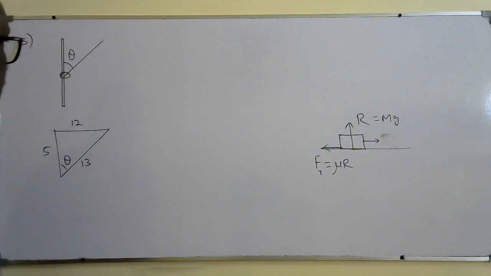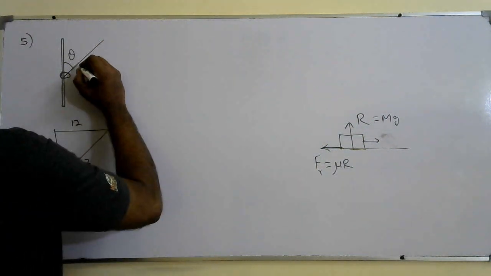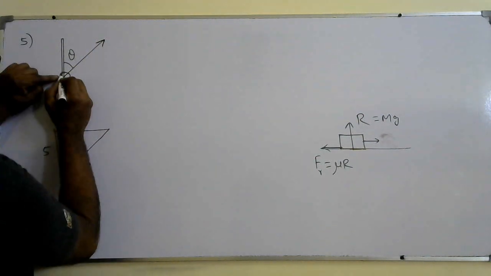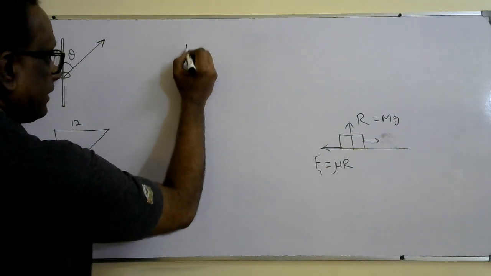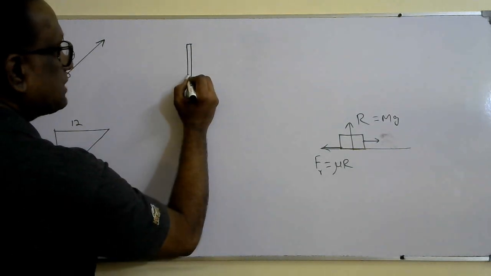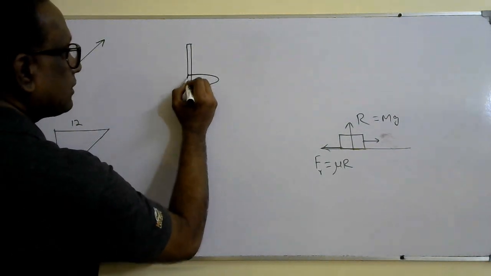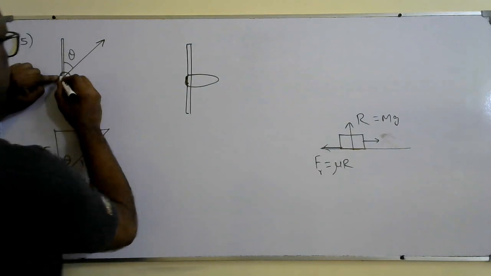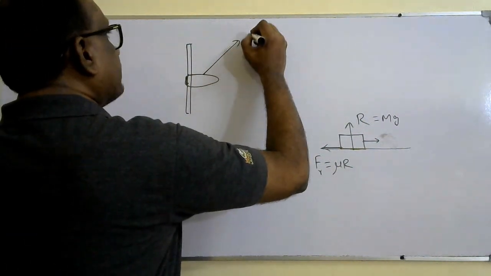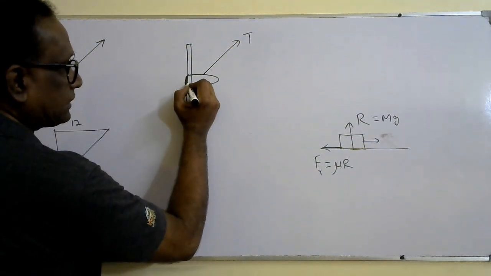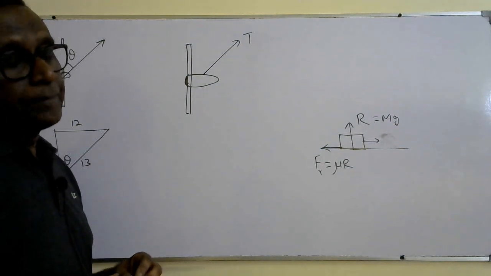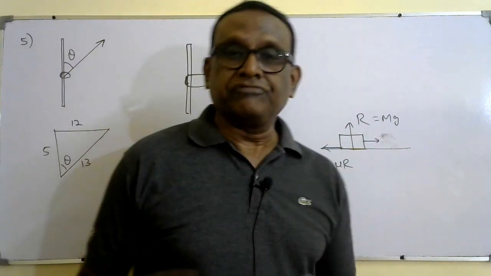So here, the string is exerting a tension in this direction. If I draw an enlarged diagram, the ring is going to be something like this. The left end of the ring is going to touch the rod. So with the tension on the string pulling the ring this way, this is the portion that is going to give the normal reaction. That normal reaction will decide the limiting friction, F equal mu R.